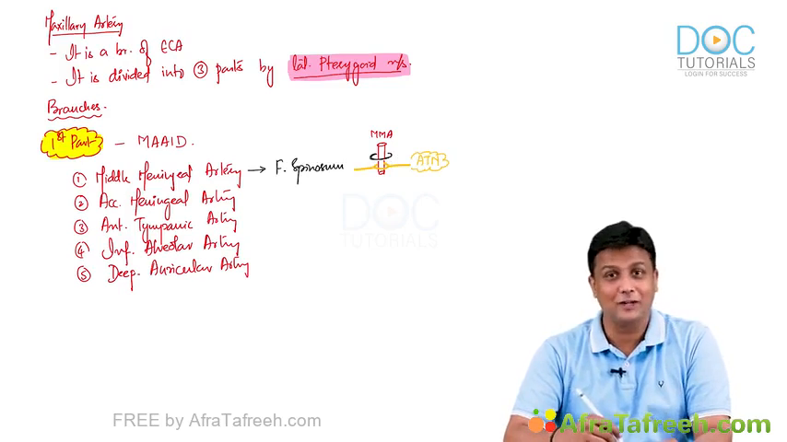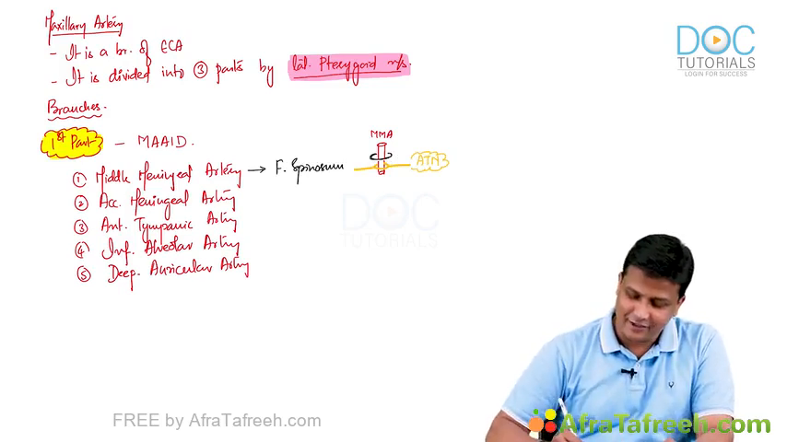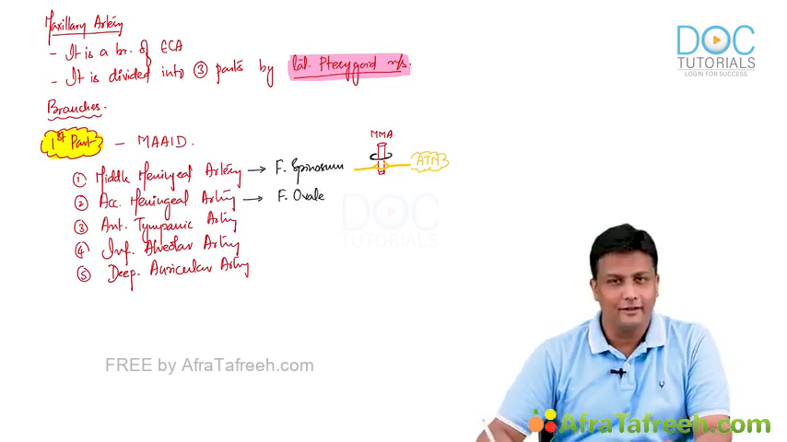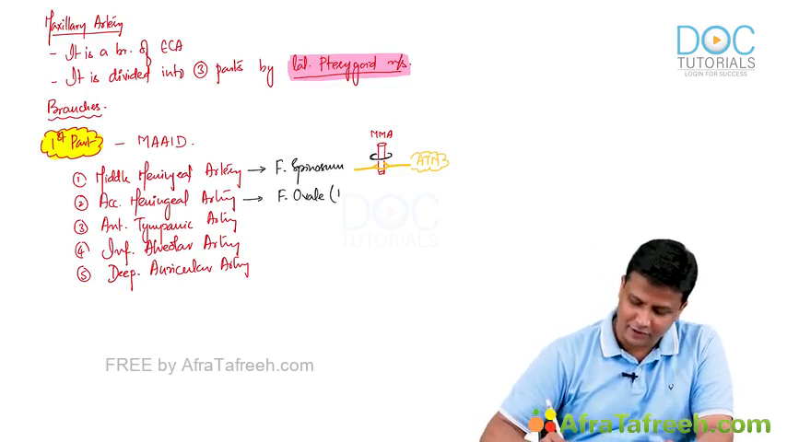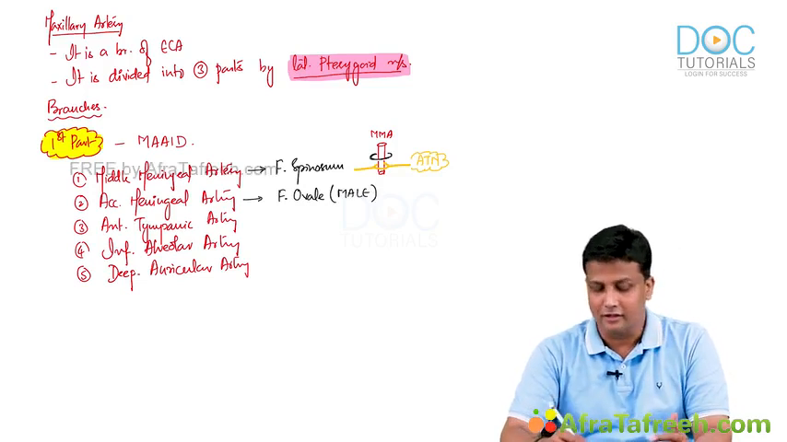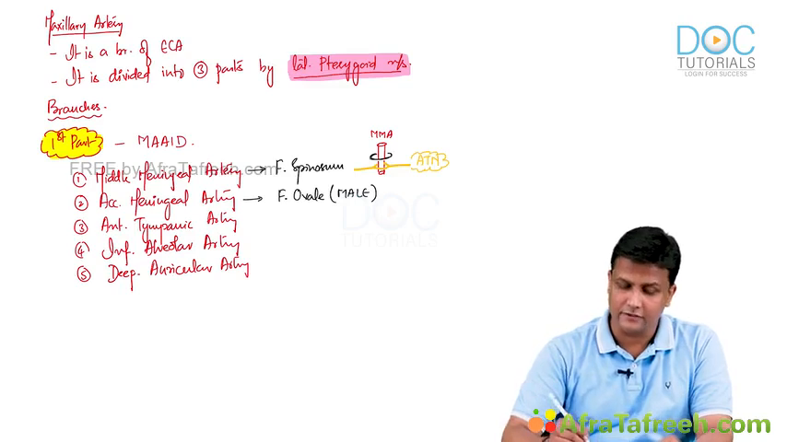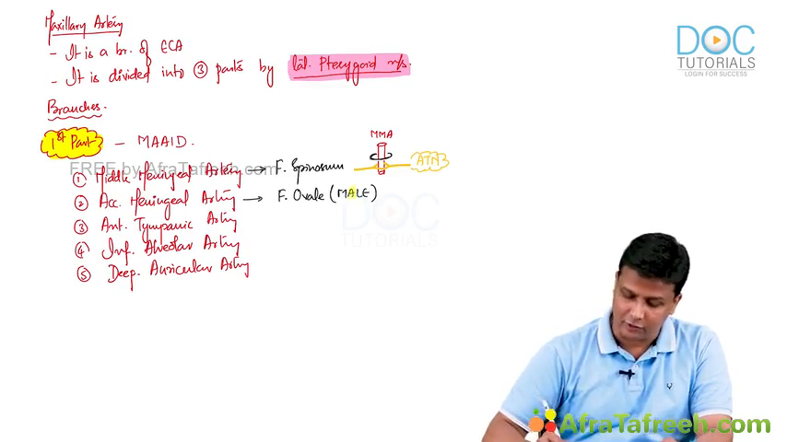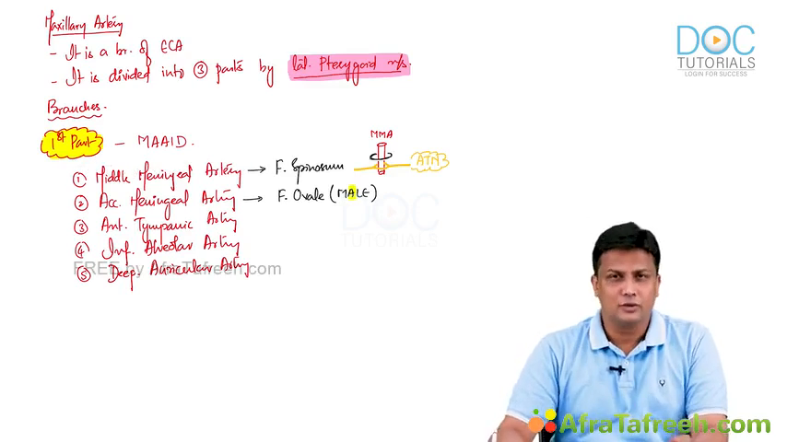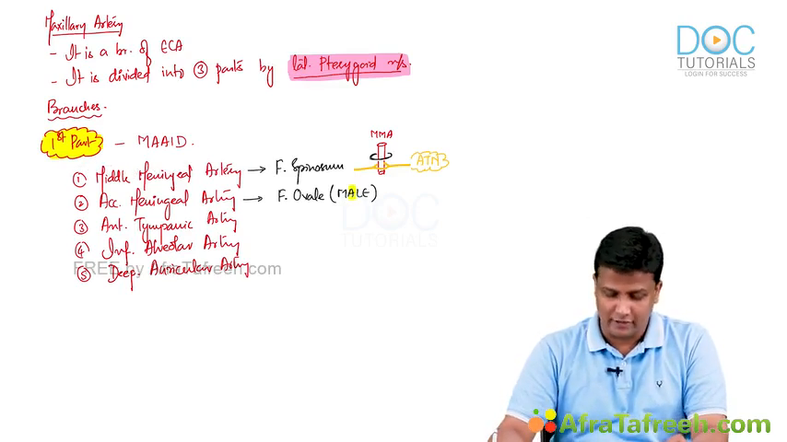I hope it is striking in your mind already. Accessory meningeal artery is the one which is going through a foramen, and that foramen is known as foramen ovale. And there is a very famous mnemonic for this one, MALE. We have seen this a lot of times in the cranial nerves when we studied about the cranial nerves. So in MALE, A stands for the accessory meningeal artery. So that is passing through the foramen ovale, guys.